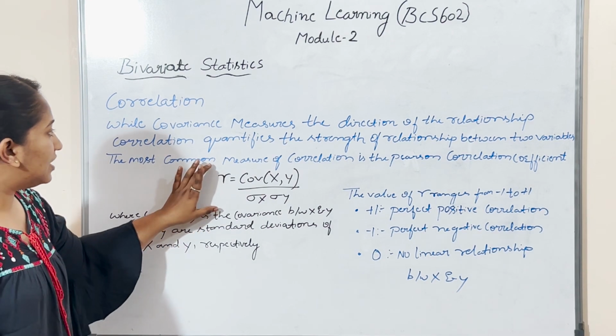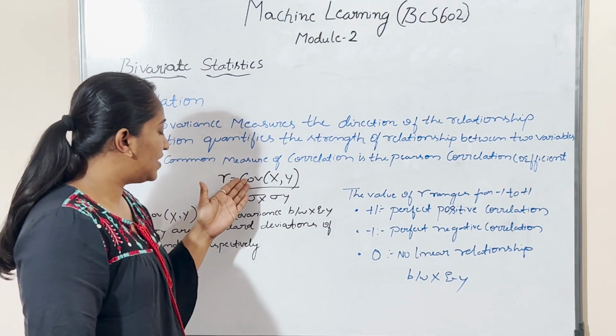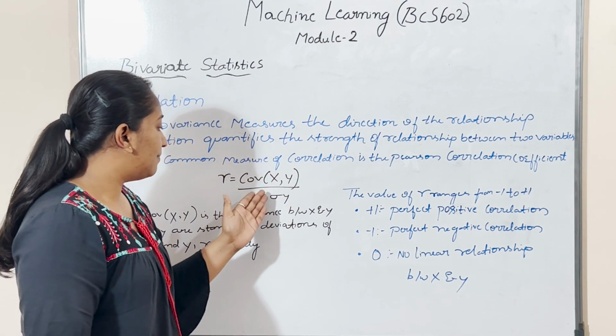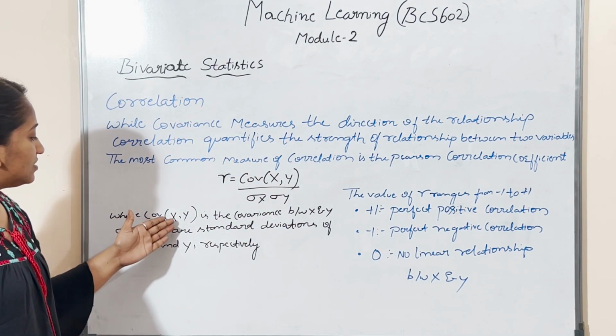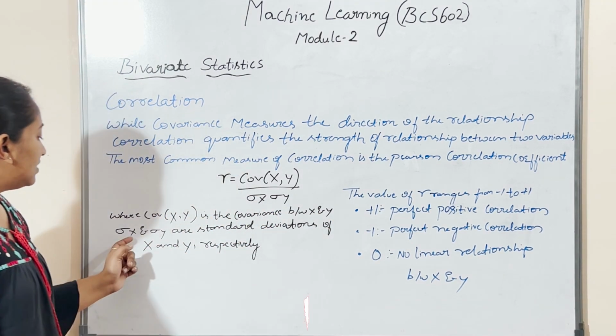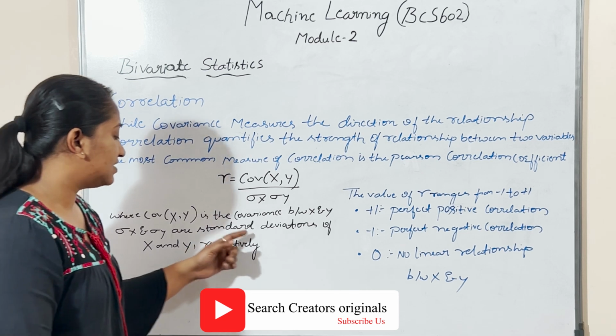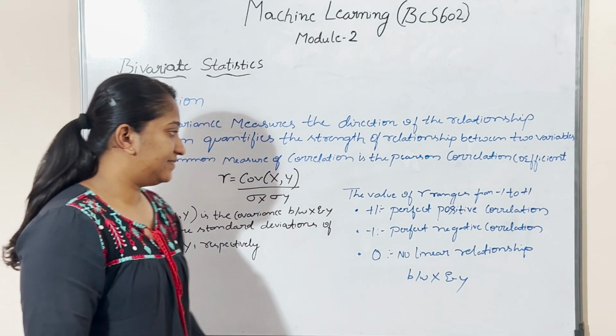So this formula represents the correlation, where rho equals Cov(x, y) divided by sigma x times sigma y, where Cov(x, y) is the covariance between x and y. Sigma x and sigma y are the standard deviations of x and y respectively.